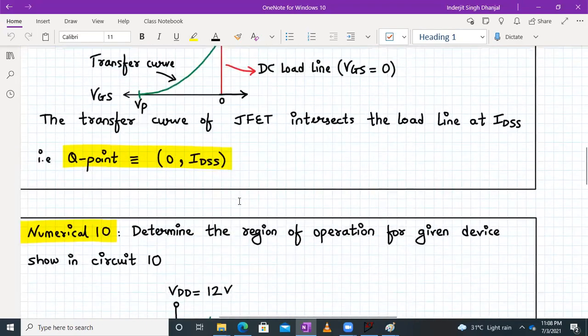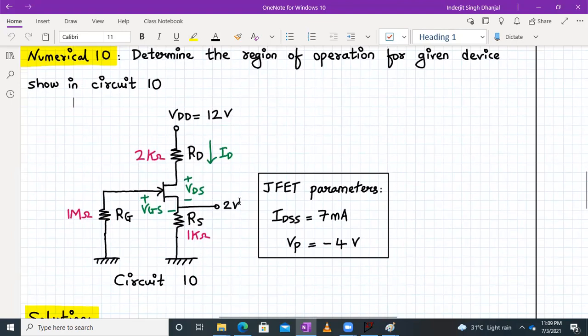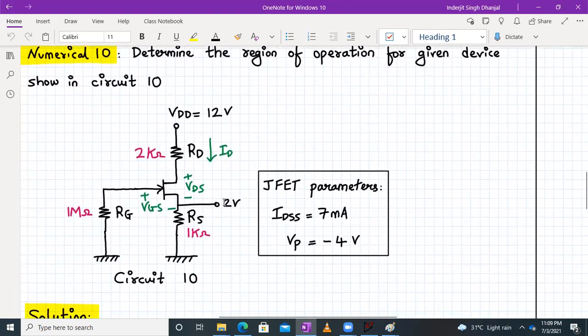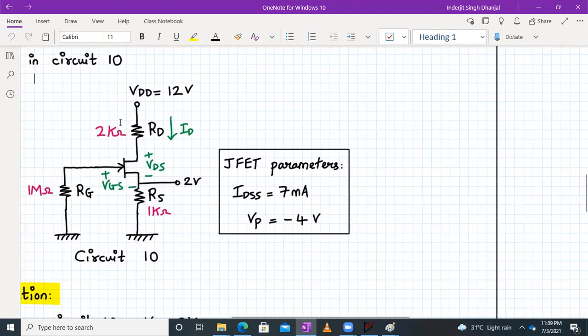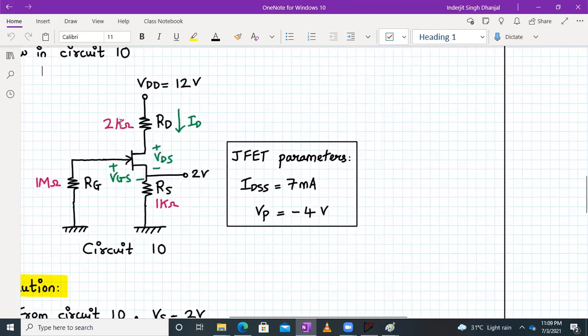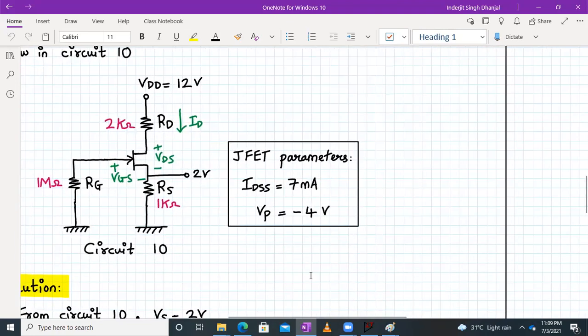Let us go to numerical number 10. So over here, the value of VS is given as 2 volt. We have to determine the region of operation for the given device shown below. Okay. So over here, the value of RD is 2 kilo ohm. The value of RS is 1 kilo ohm. And RG is 1 mega ohm. And JFET parameters are given to us. IDSS is 7 and VP is -4.